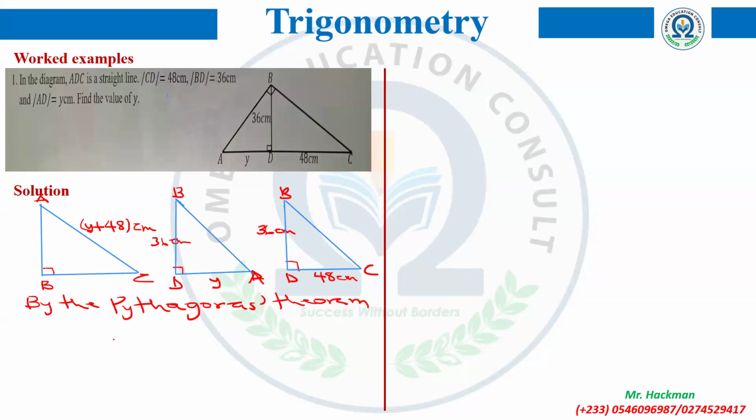Our BC squared, so the length of BC squared should be equal to, because BC is the hypotenuse, 36 squared plus what?